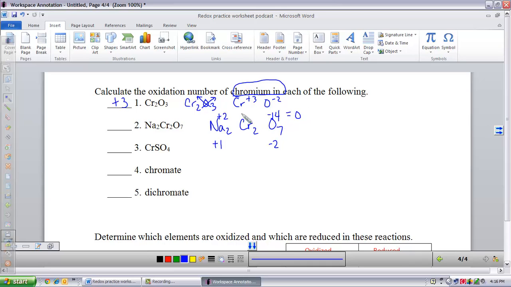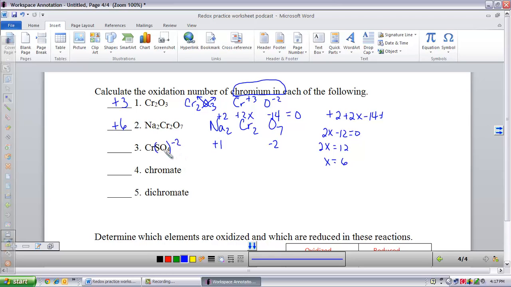So in order for the whole thing to be 0, you need to find out what chromium is. Well, there's 2 chromiums, so you can turn this into an algebra problem. 2 times whatever the value of chromium is going to add up. So you have +2 plus 2x minus 14 is equal to 0. Okay, so that gives you 2x minus 12 is equal to 0. So 2x is equal to 12, x is equal to 6. So each chromium is going to contribute a +6 or give away 6 electrons.